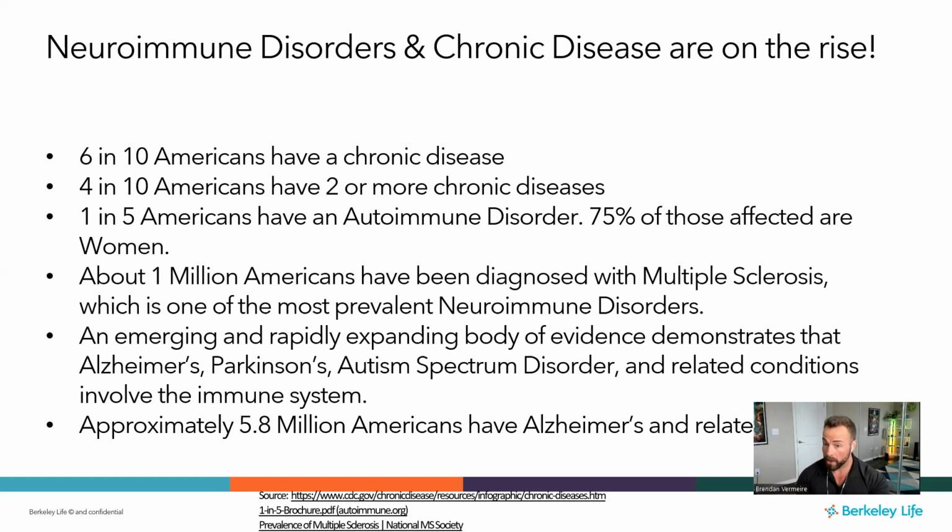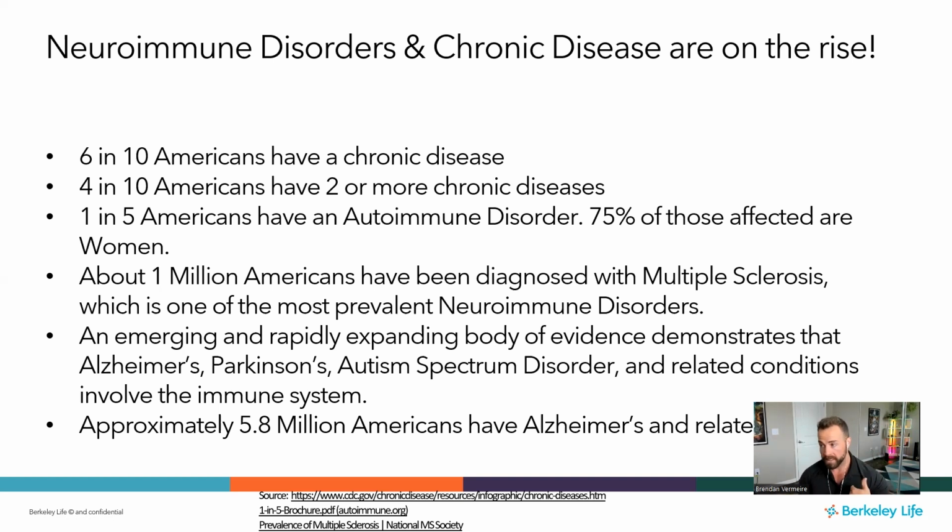However, a large and rapidly expanding body of evidence within the field of neuroimmunology or psychoneuroendocrine immunology is very clearly demonstrating that the immune system is directly implicated in Alzheimer's, Parkinson's, and really all of these different neurodegenerative conditions.